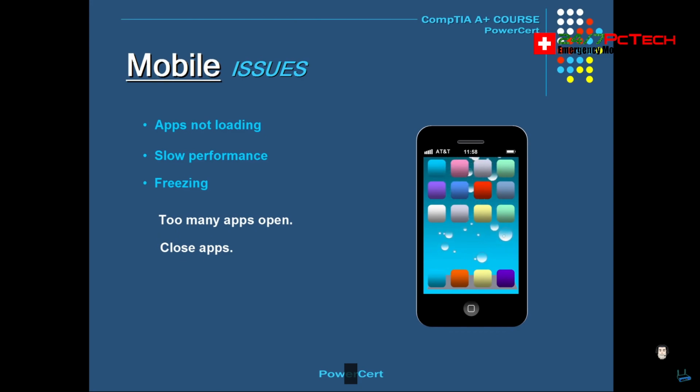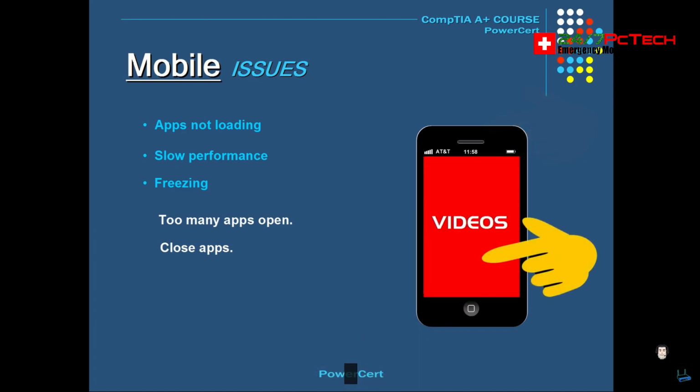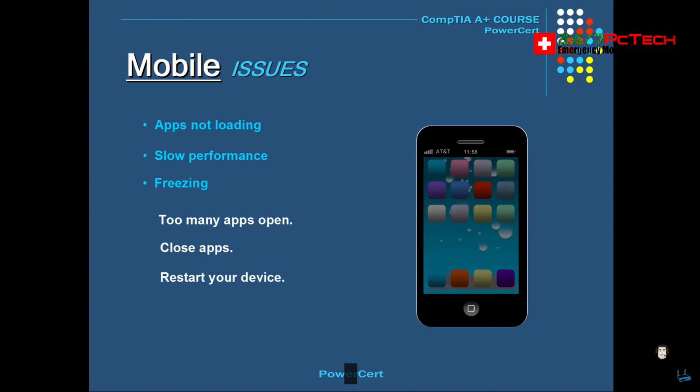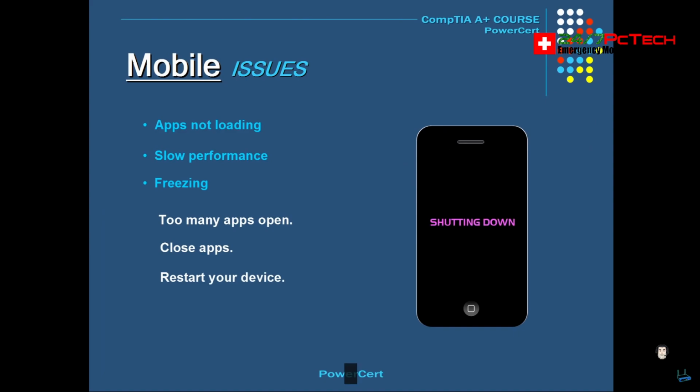For example, on an Apple device, the way to close apps is to double-click the Home button and swipe up each app that's open, and it will close the app. Or if that doesn't work, you can try restarting your device. In fact, you'll find that just restarting your device fixes a lot of issues.